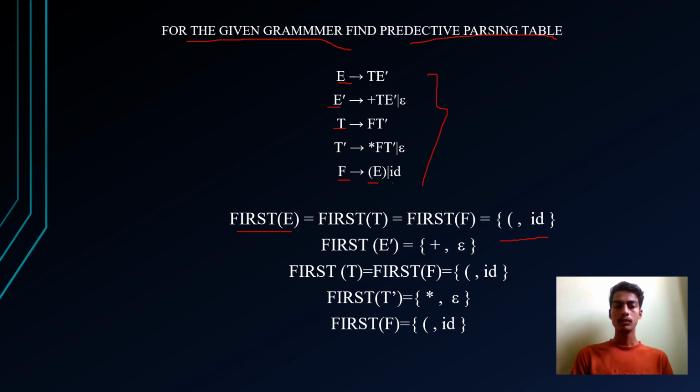Next one is first of T. First of T contains the non-terminal F. Therefore, we need to construct the first of F. First of F is open parenthesis or ID. First of T dash is star comma epsilon. Then first of F is nothing but open parenthesis and ID. This is the first for all of the given productions.